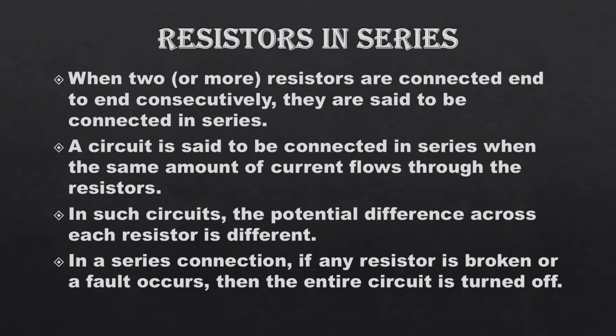When two or more resistors are connected end to end consecutively, they are said to be connected in series. The wire from the first resistor R1 is connected to one end of R2. Then the second end of R2 is connected to the first end of R3. That is how we connect them. A circuit is said to be connected in series when the same amount of current flows through the resistors. Here in the series connection, the current does not get divided. The same amount of current flows through all the devices.